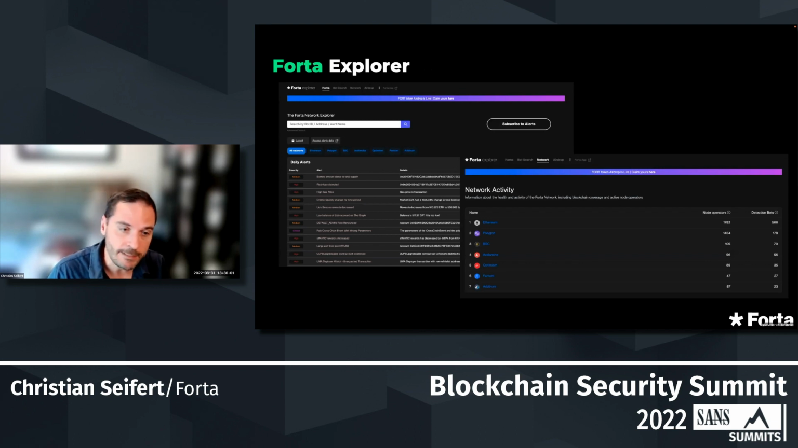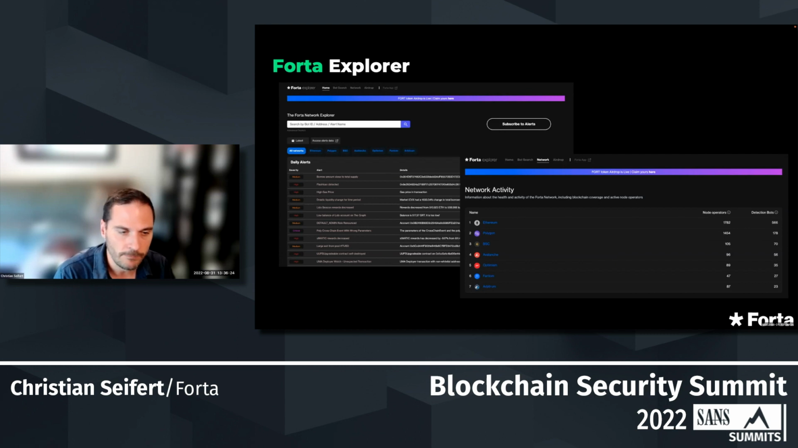The FORTA network is a separate network. As I mentioned, there are about 10,000 nodes deployed on the network today that monitor 7 EVM compatible chains. So Ethereum mainnet, Polygon, BSC, Avalanche, Optimism, Fantom, and Arbitrum.